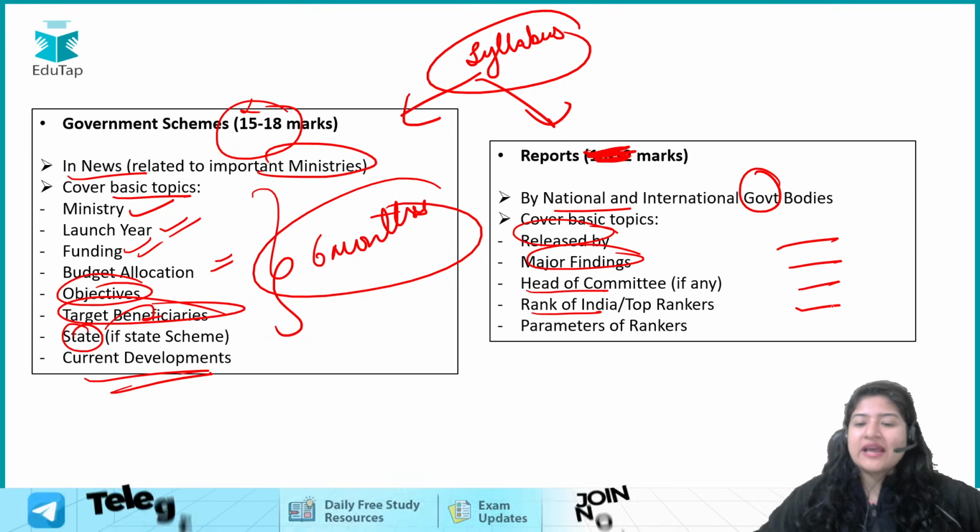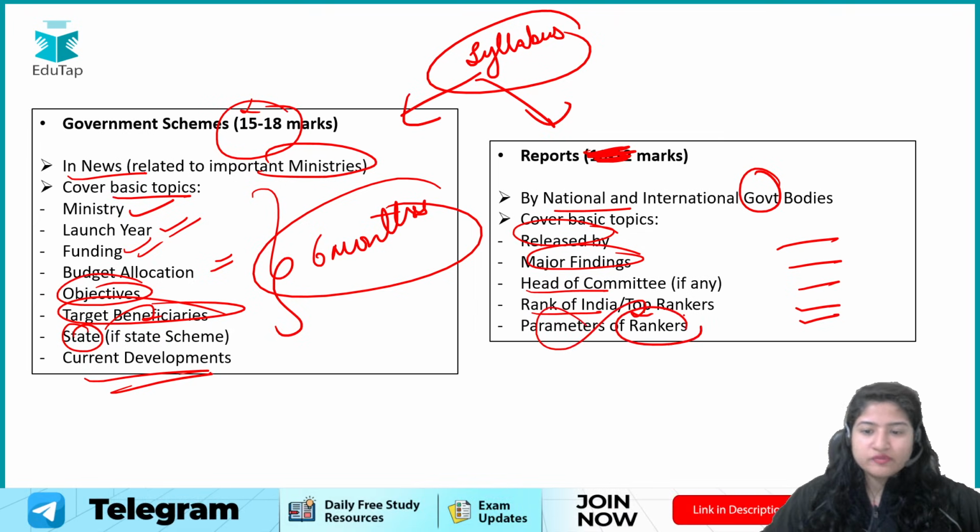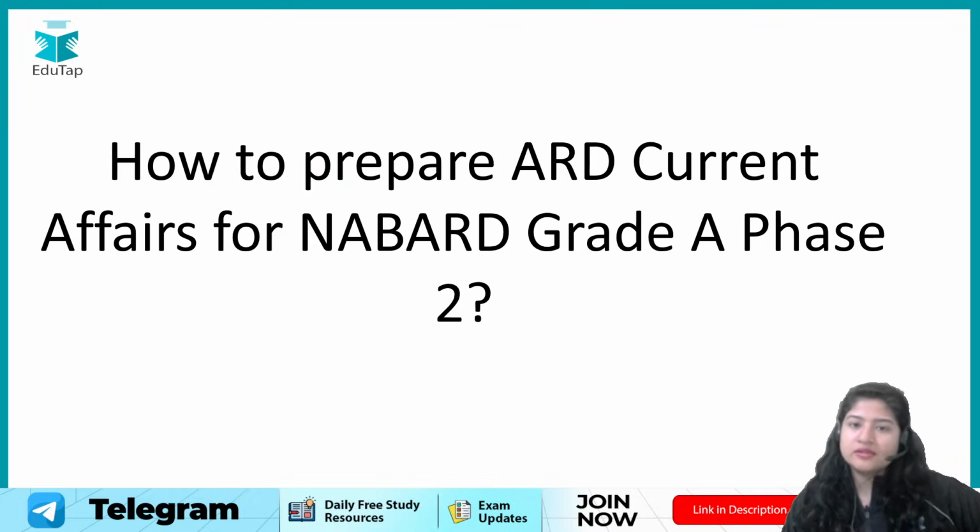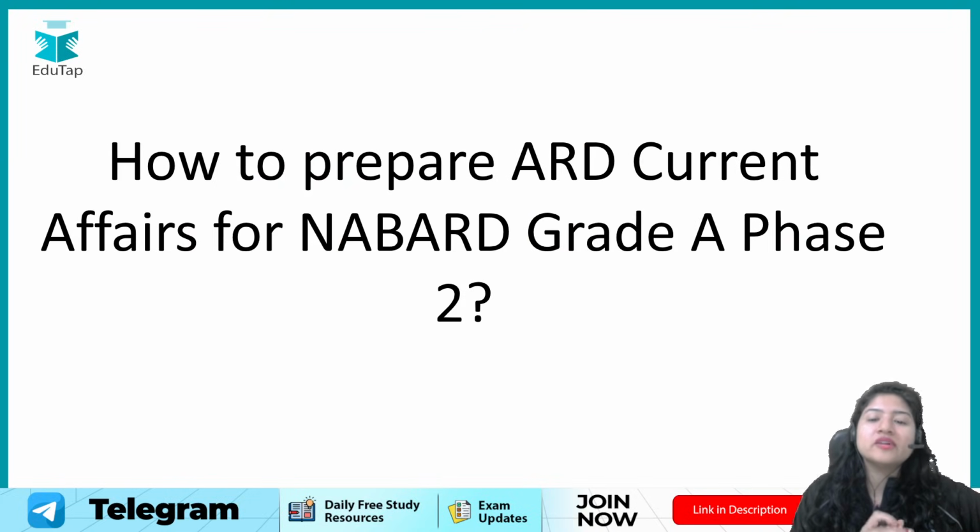And whenever this ranking is made, definitely there are some parameters on which this ranking is made, right? So what are those parameters on which the ranking is decided? Sometimes even those are asked. So that is how you have to prepare for ARD current affairs for phase 1.